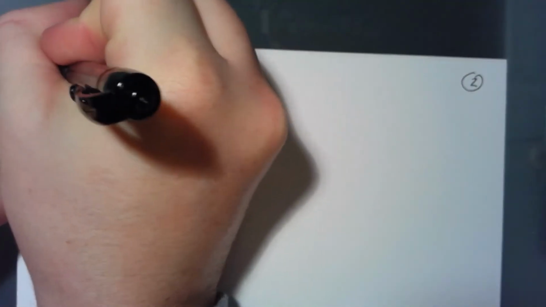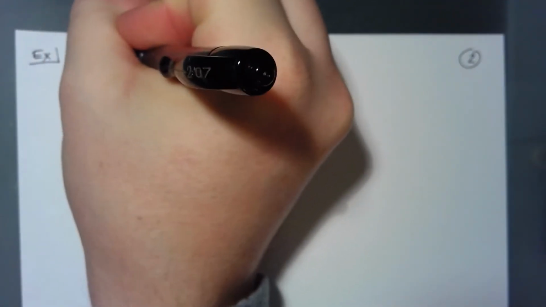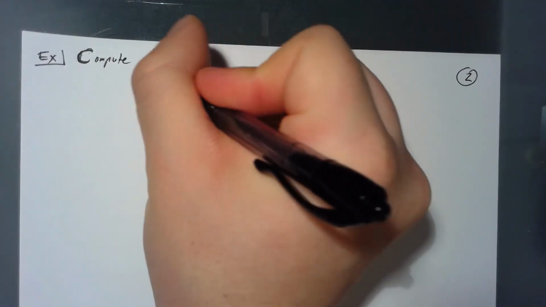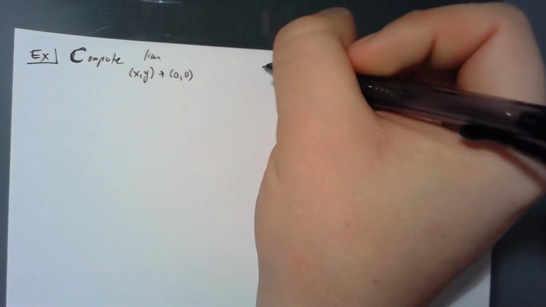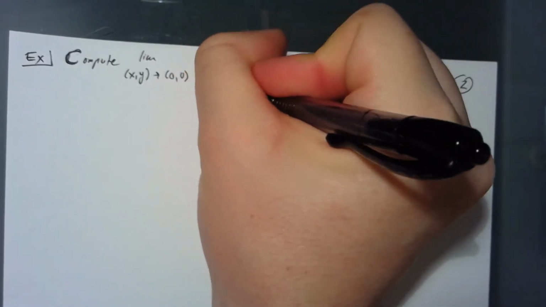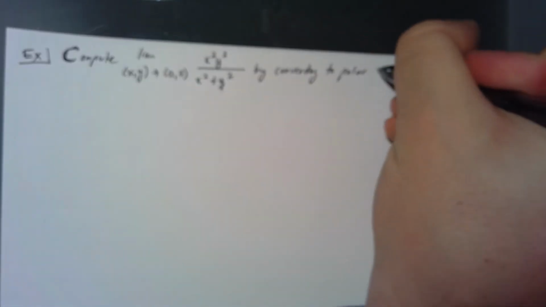Let's look at this one. Compute the limit of x, y approaching 0, 0 of x squared times y squared all over x squared plus y squared by converting to polar coordinates.